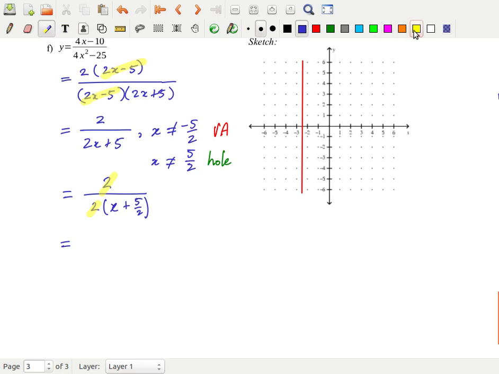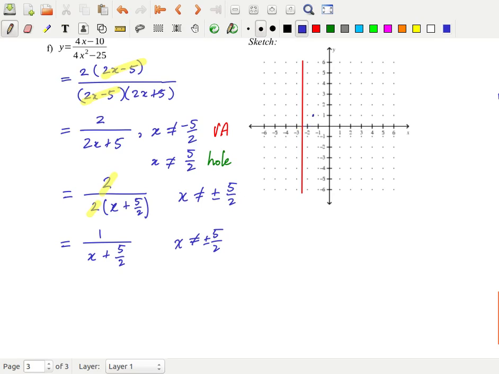So I end up with 1 over x plus 5 halves. And in each of these cases, my restriction is x is not allowed to be equal to plus or minus 5 over 2. But this is now, you can see by simplifying it, there are no stretches or compressions that I need to worry about. So with respect to these asymptotes, I'm only drawing the vertical one here.